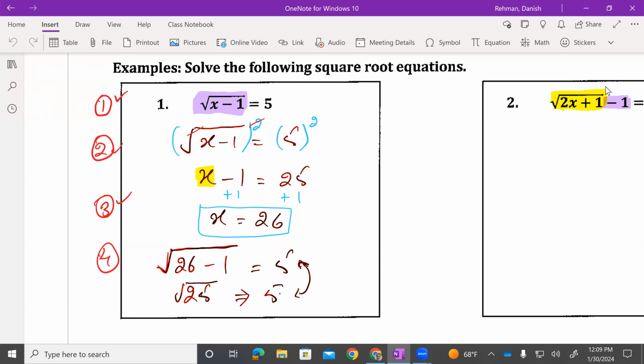Easy thing? How is it different from question number 2? The check is true. What is a check? Once you put the value of x, your left-hand side will be equal to the right-hand side of the equation. Simplifying it will also give you a 5. 26 minus 1 was 25. And then you took the square root of 25, that's a 5. Easy?